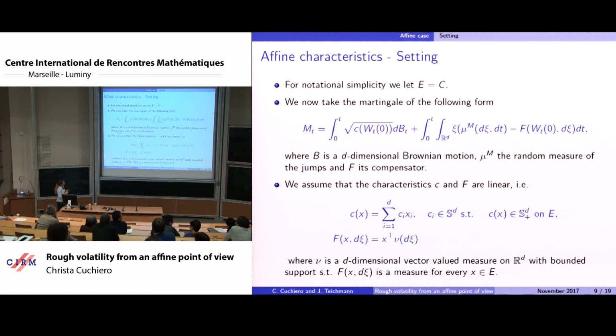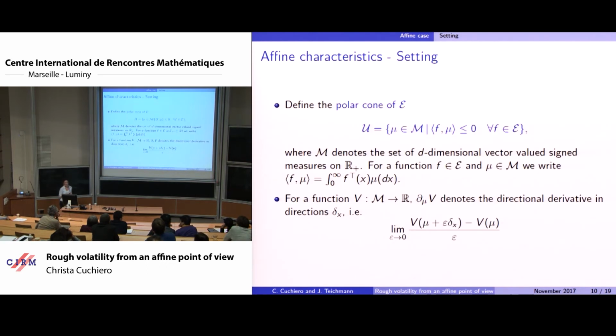So this stands in front of the Brownian motion, and similarly for the jump part, this compensator is a linear function in this W_t(0). Okay, so this is now the affine case. We will also need to introduce the polar cone of our state space, which I denote by U. These are measures in the set of d-dimensional vector-valued signed measures, such that if we take an element of our state space and integrate it against such a measure, this is non-positive.